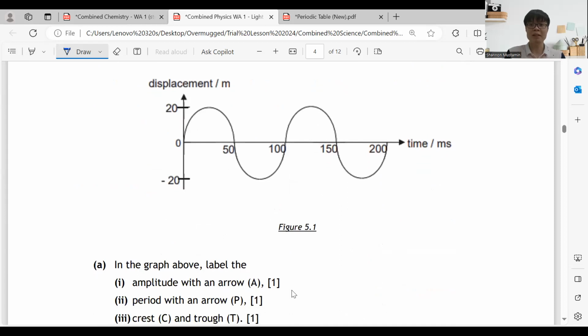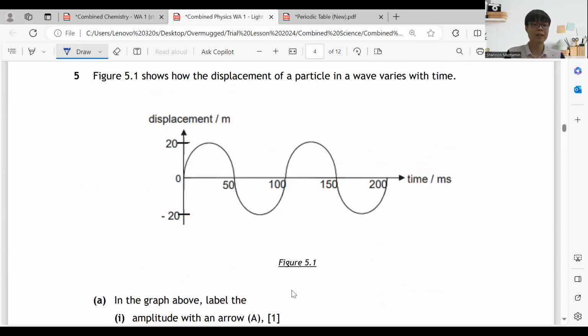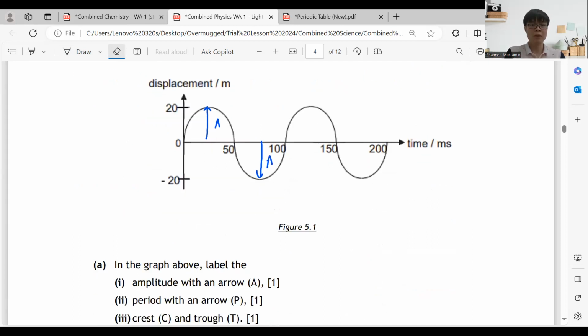Question 5 is just charity marks. Amplitude, take note, it's from here to here. Here to here also can. A lot of students will draw from here to here, then wrong. It's always from rest. Then take note of the instruction as well. Label with an arrow and letter A.